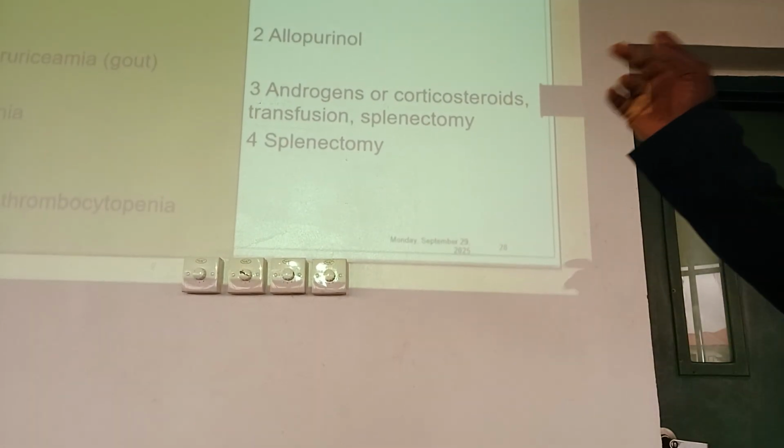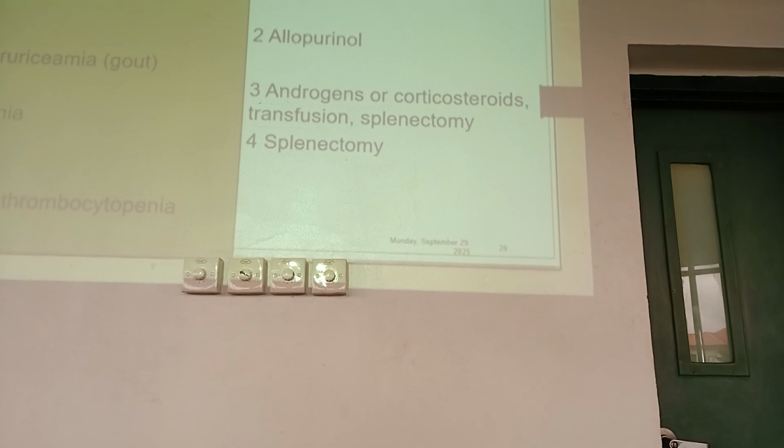One is for one, two is for two. If there is hyperuricemia, you use allopurinol. If there is anemia, you use androgens or corticosteroids, steroids, transfusion. If there is severe thrombocytopenia, you do splenectomy.